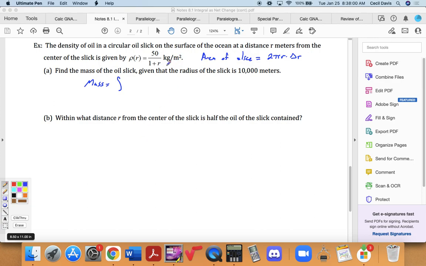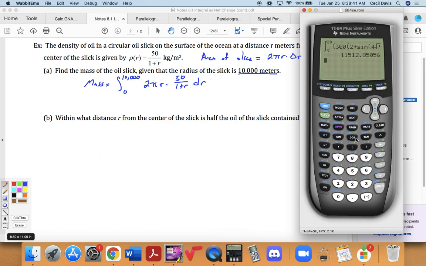And again, we have to go, well, all right, the density of an oil slick, it doesn't tell us how far this goes. Oh, but it does tell us here. Okay, so this is going to be from 0 to 10,000 of 2 pi r times 50 over 1 plus r dr. This is going to be a lot of oil.